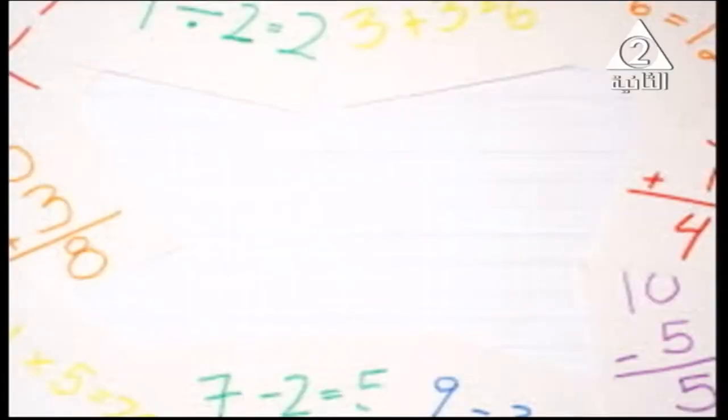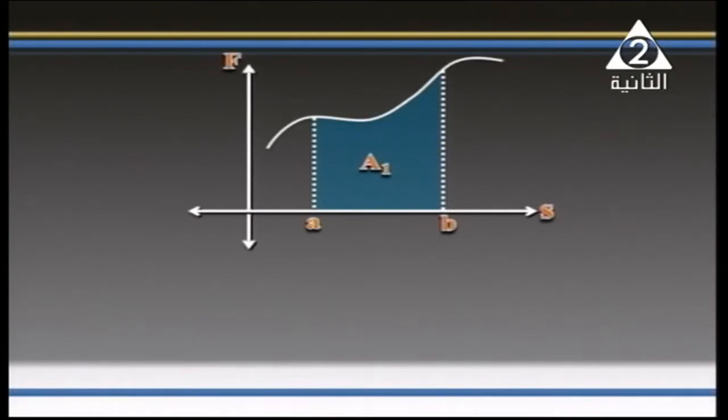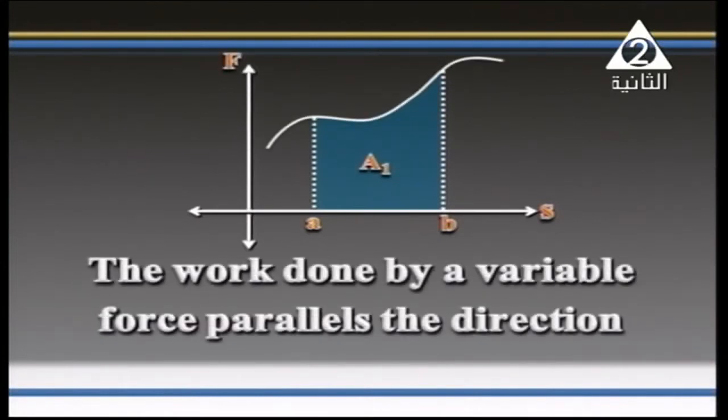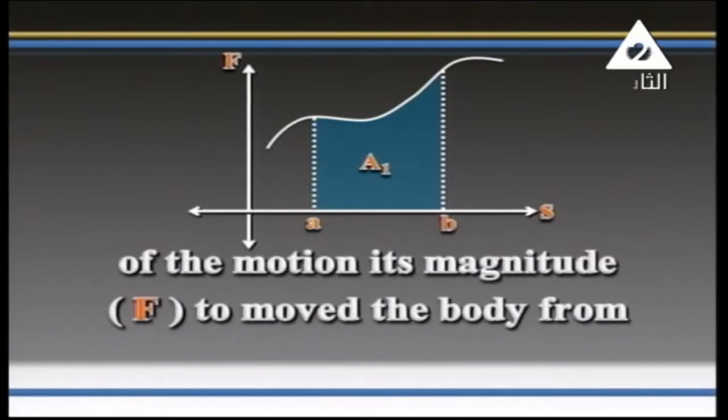My dear students, look at the introduction about the work done with a variable force. We have the opposite graph. S is the displacement, F is the force. S is displacement represented on the x-axis, F is represented on the y-axis. The work done by a variable force parallel to the direction of the motion, its magnitude F, to move the body from SA to SB.